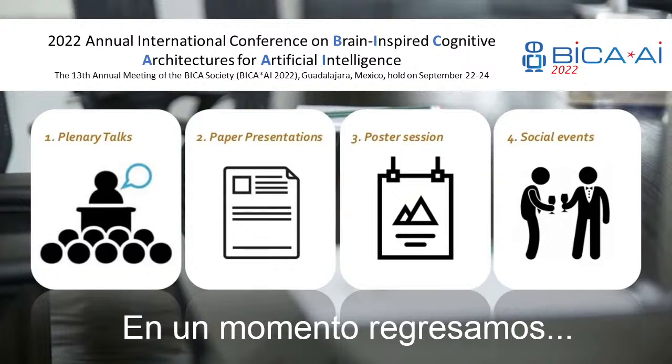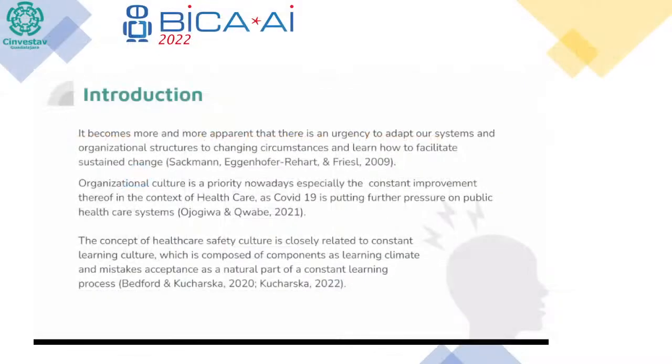To introduce the topic, it becomes more and more apparent that there's an urgency to adapt our systems and organizational structures to changing circumstances and learn how to facilitate sustained change. Organizational culture is a priority nowadays, especially after COVID-19 put further pressure on our public healthcare systems. The concept of healthcare safety culture is closely related to a constant learning culture, which is composed of components such as learning climate and mistake acceptance as a natural part of constant learning.